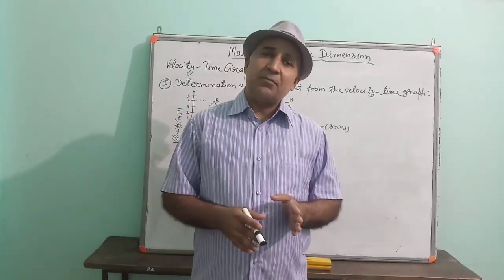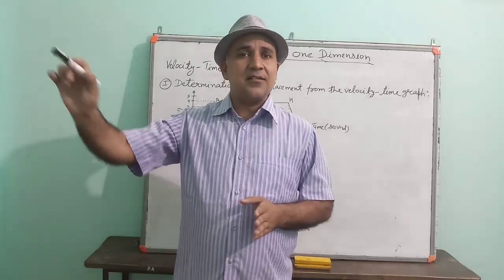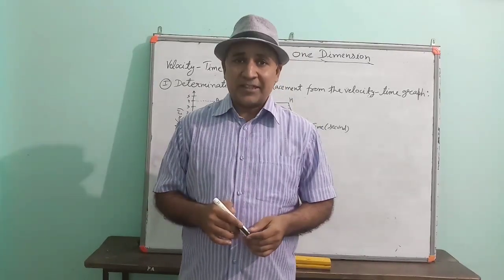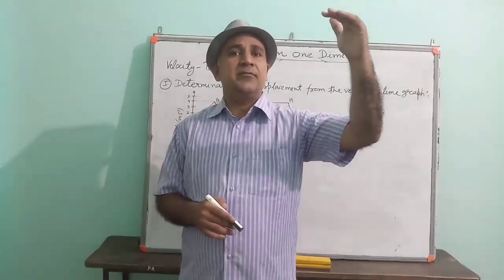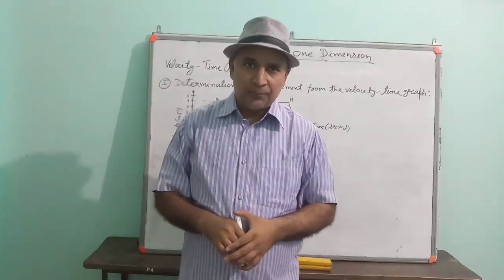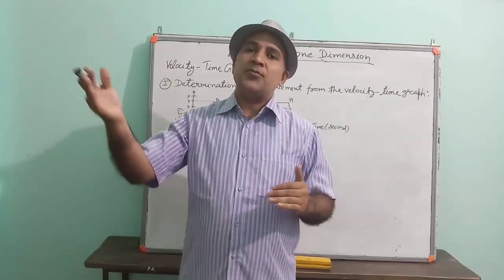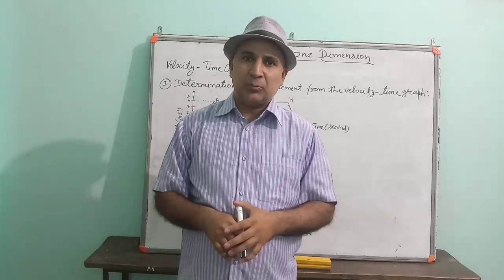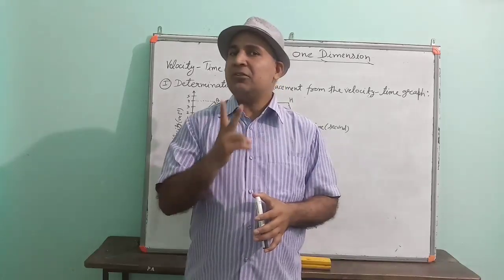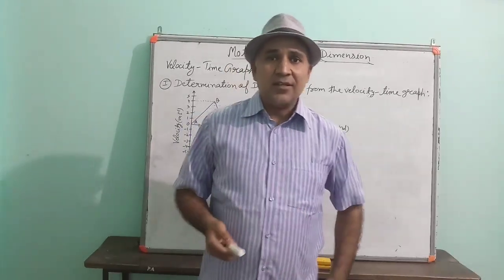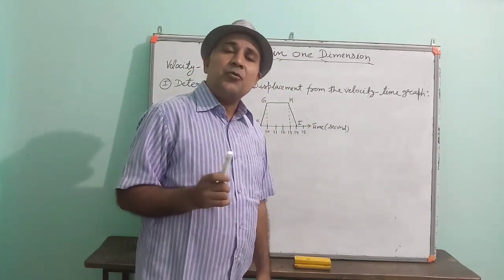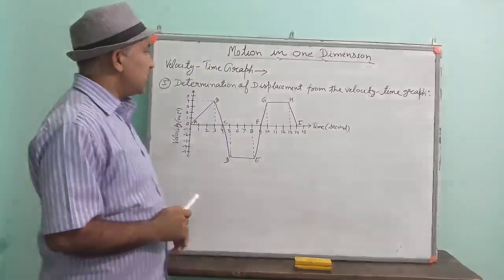Children, when we draw the velocity-time graph, time is represented on the x-axis and velocity on the y-axis. Since velocity is a vector quantity, positive velocity means the object is moving away from the initial point, and negative velocity means the object is returning towards the initial position. Understood? From the velocity-time graph, we can obtain two things. First is the distance and displacement. Second is the acceleration. So first we will see how to find displacement from the velocity-time graph.